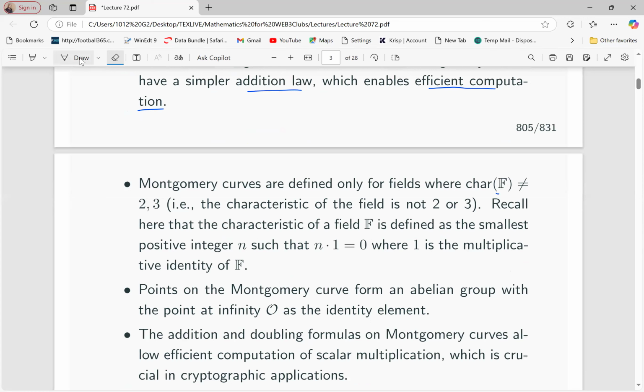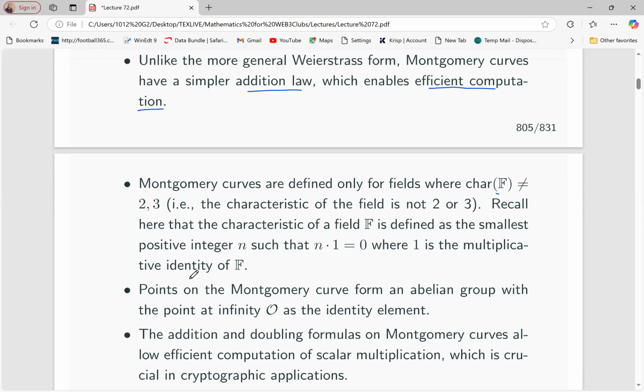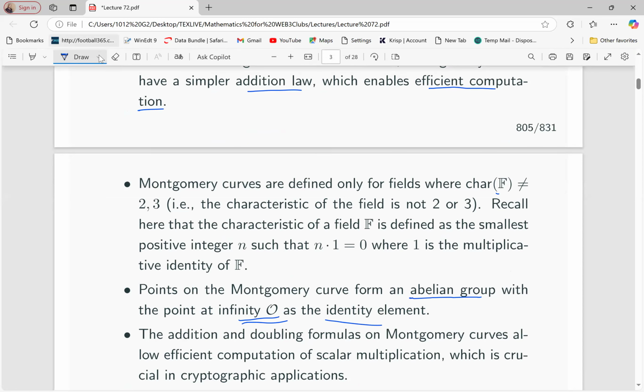Another point that we need to recall, and it happens for every elliptic curve, is that the points of this curve form an abelian group, and the point at infinity will always be the identity element. This happens with every elliptic curve, and it's happening also for the Montgomery elliptic curves.